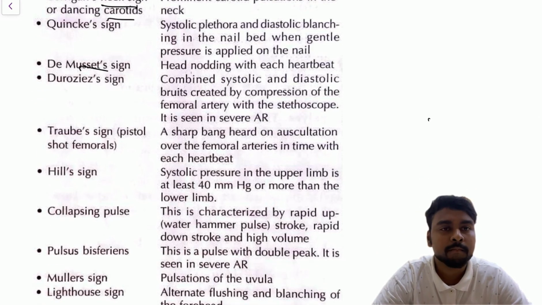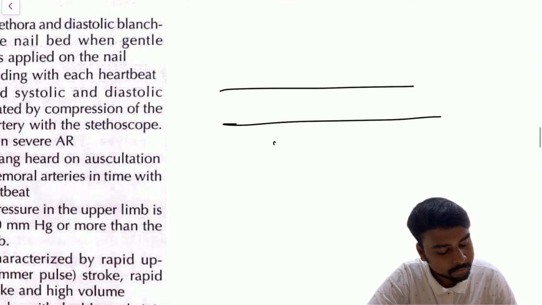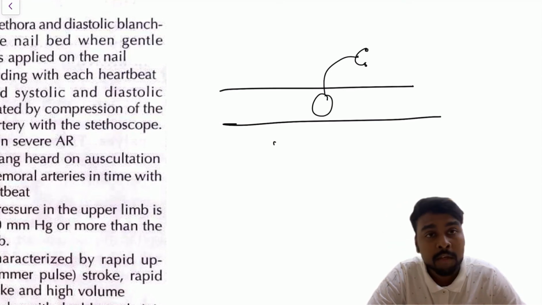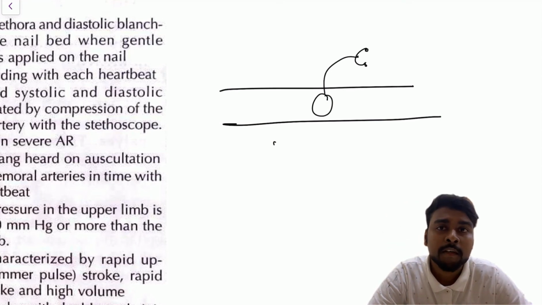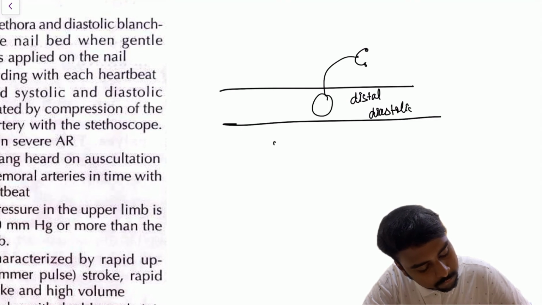What is Duroziez's sign? Let me explain with a diagram. This is the femoral artery. This is the diaphragm of the stethoscope. If you compress the distal part of the femoral artery, you can hear a diastolic murmur.